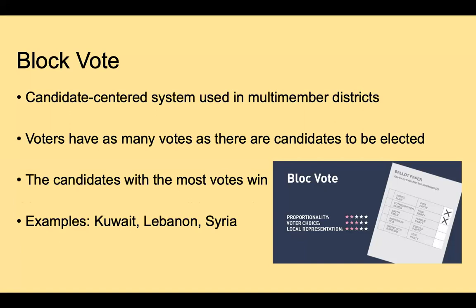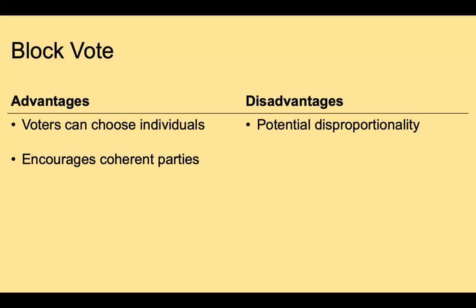And the way it works is if you have 3 candidates or office holders, you have 3 votes. If you have 5 candidates or office holders, you have 5 votes, and so on and so forth. And based upon however many candidates or office holders there are, voters vote. And as a result, you get election results that anoint office holders. And the advantage of this is that voters can choose individuals and that this encourages coherent parties.